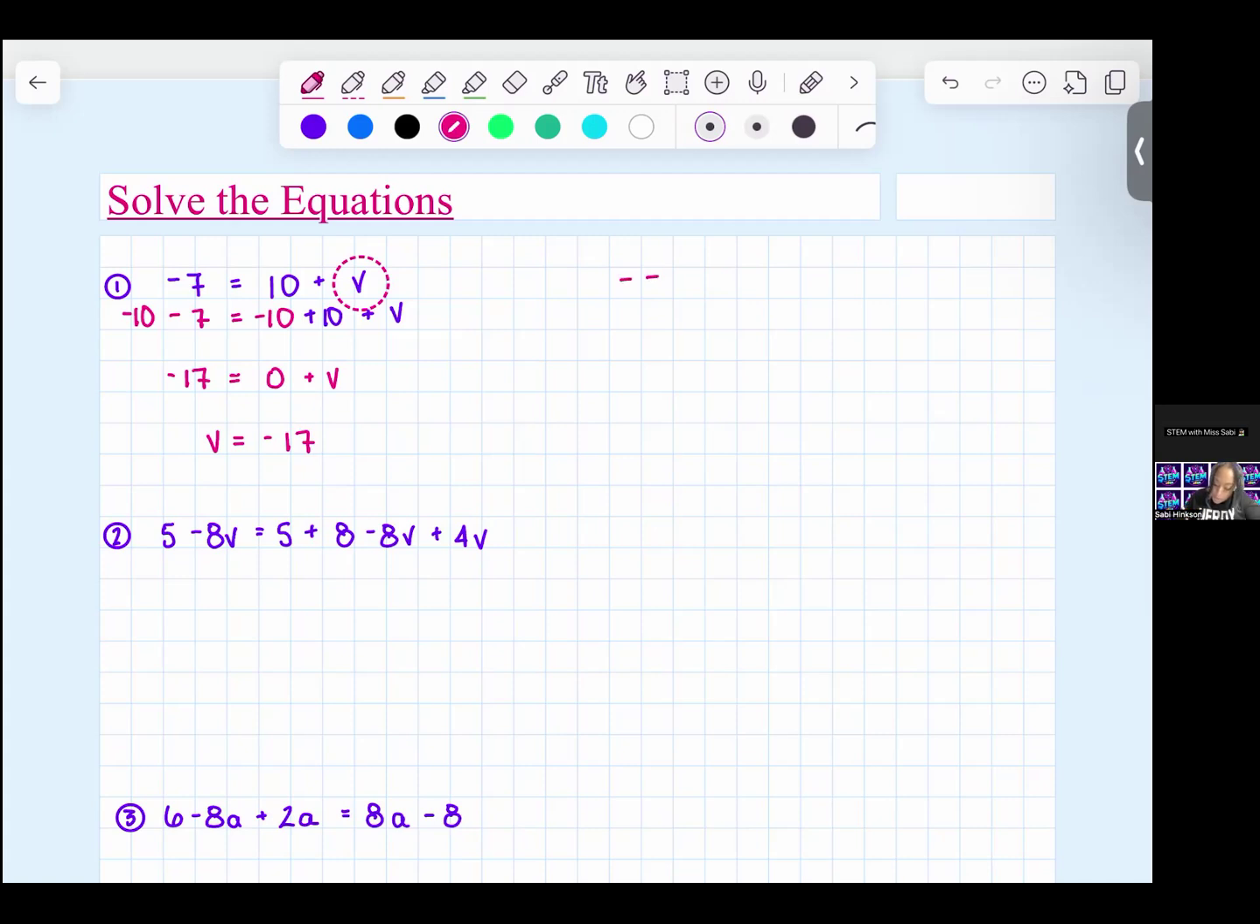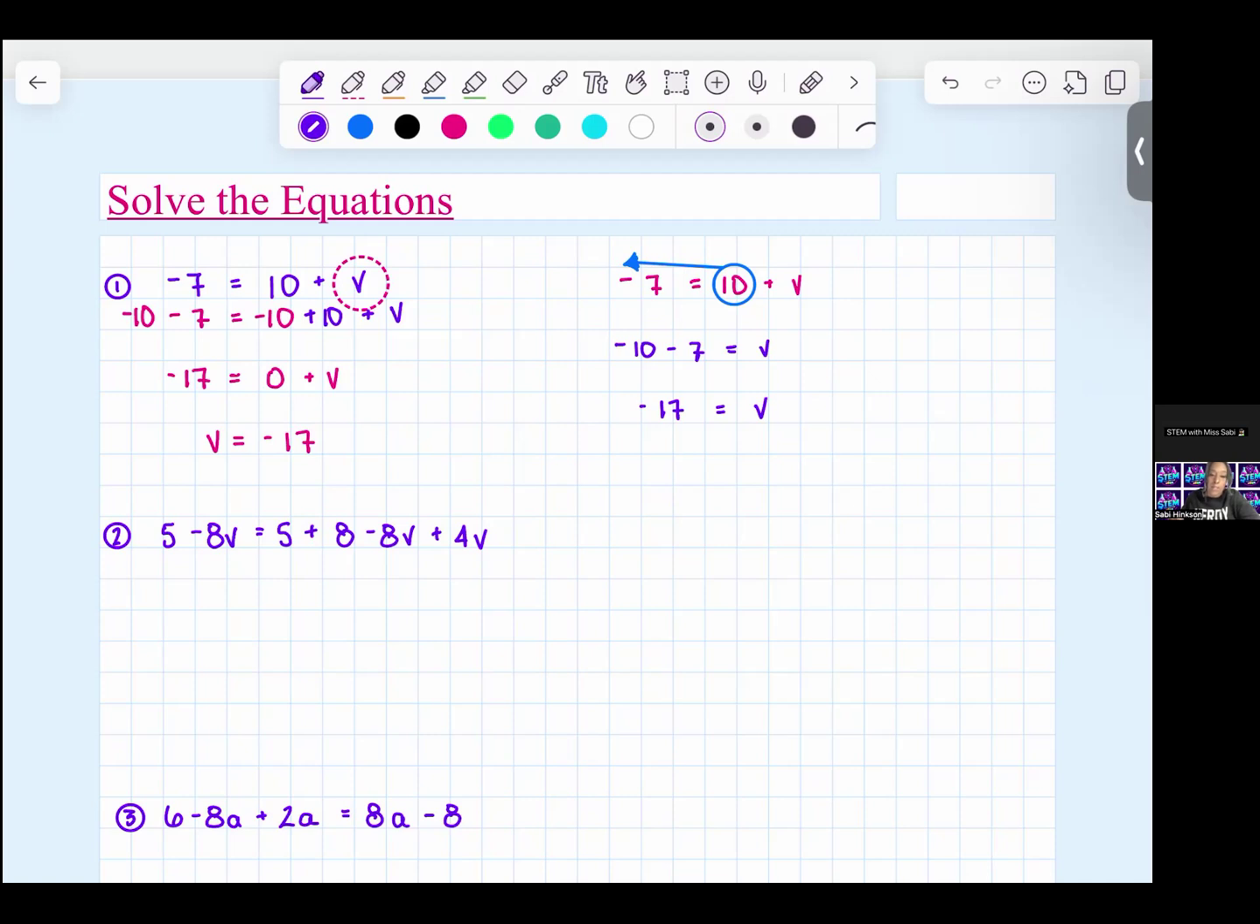But from the old school, right, for people who were born in the 1980s and before, what we learned is, if I want to isolate the V, I've got to move everything away. So I'm going to take that positive 10 and move it over. Anytime you move anything over to the other side, it changes sign. It becomes its opposite sign. So if it was positive 10, when I bring it over, it becomes negative 10, right? So then I have negative 10 minus 7 equals V. Negative 17 equals V. So I have the same thing, which is great.